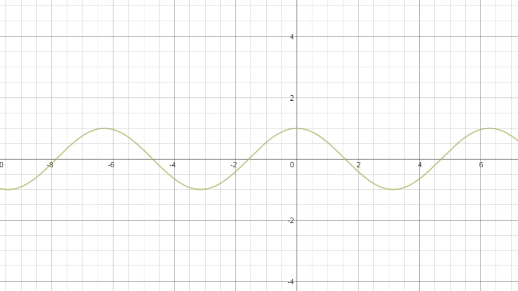Let's take a look at a different graph. This one's similar, except it starts right here and goes to right there. So this is also a periodic function, and we'll be taking a closer look at this curve and calling it a certain name later.